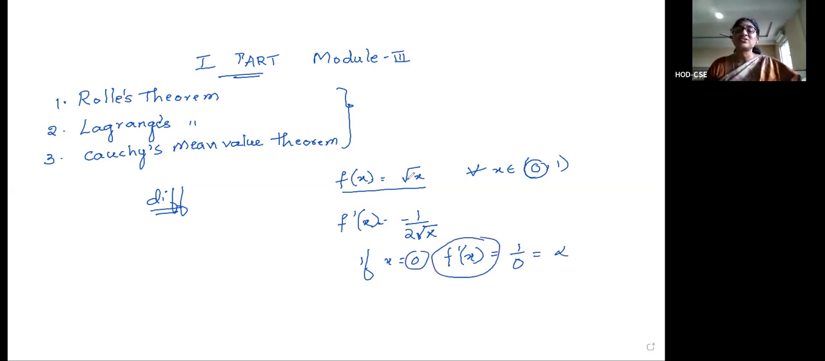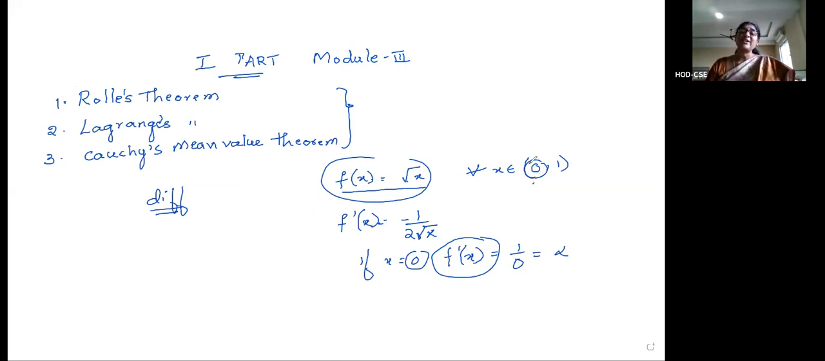Even though the function is continuous, the derivative does not exist at that point. So this function is not applicable in this interval. I mean, in this interval none of the mean value theorems is applicable. Is it clear? Right?